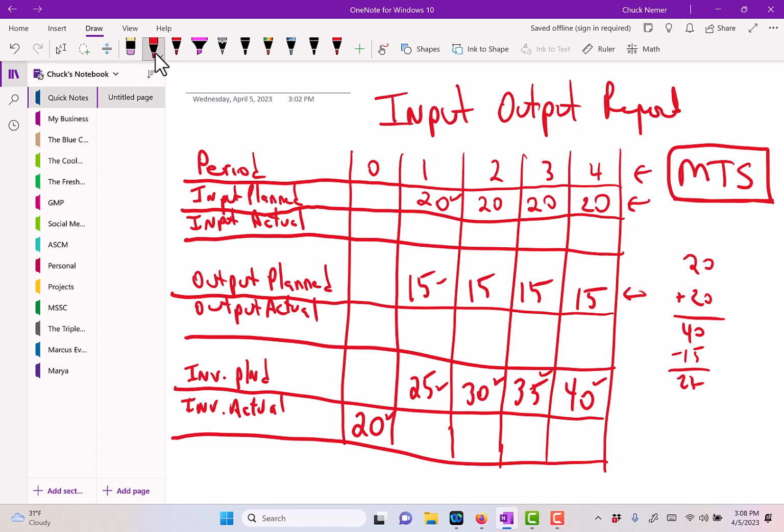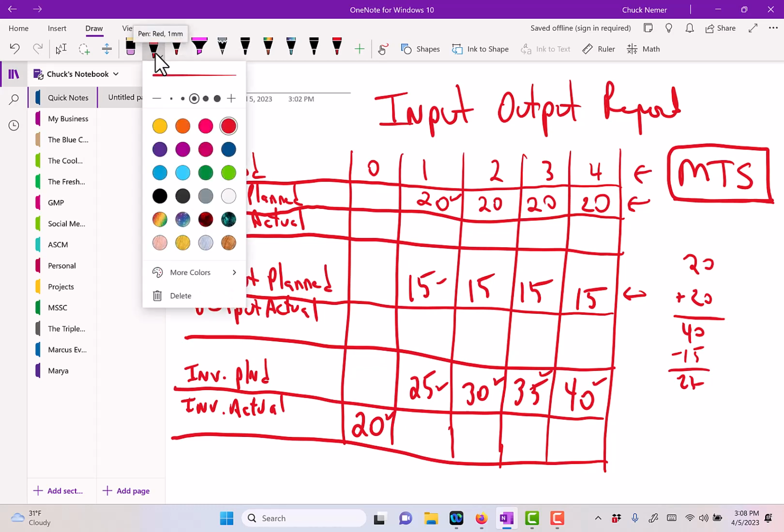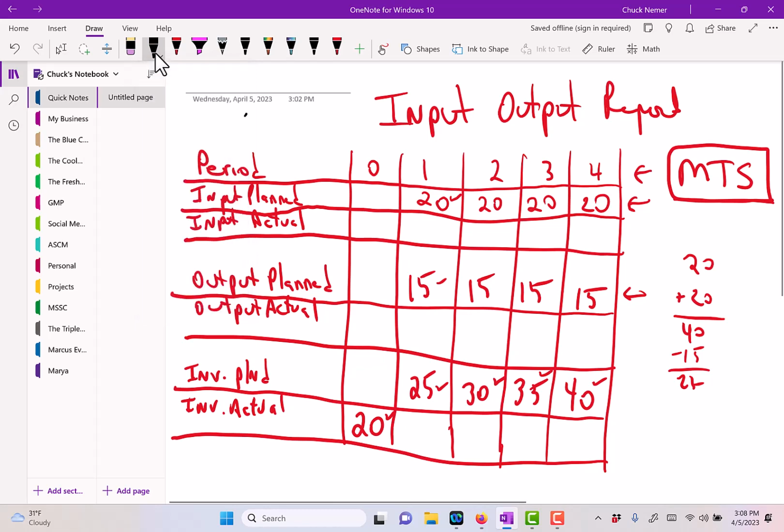The second part then is to say, okay, let's look at what actually happened. I'm going to do that in black here. Let's say in the first period, we only bring in 18, and then we get 15 done. So instead of going from 20 to 25, we brought in 18 and only got 15 out the door, out of the work center. We have 3 additional ones sitting in stock, so now we're up to 23.